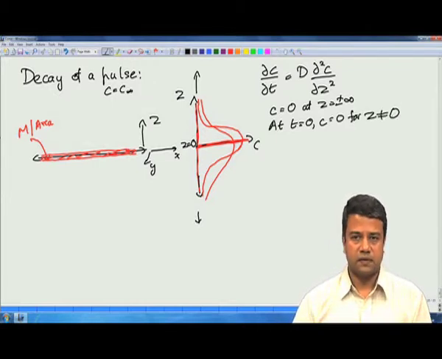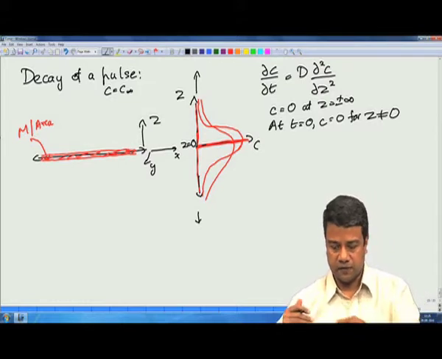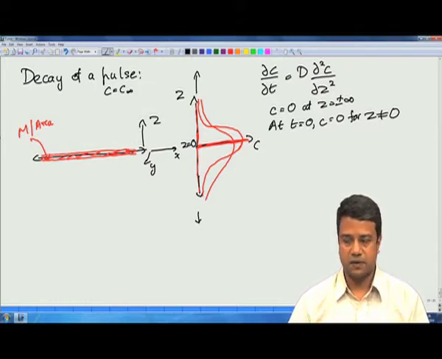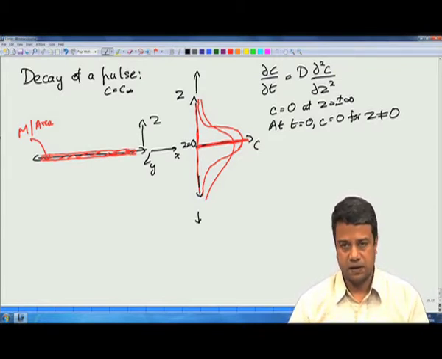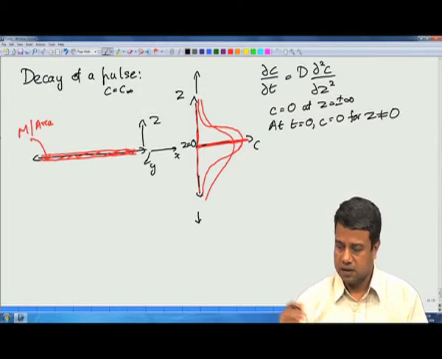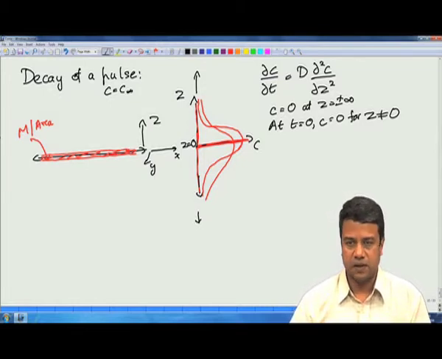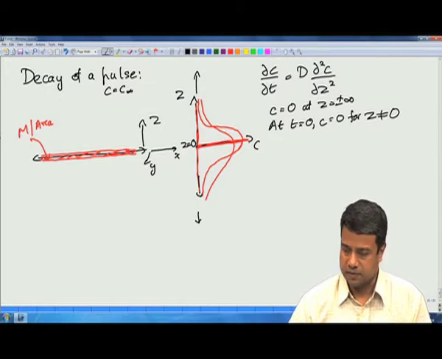Okay. For any location apart from z is equal to 0, the concentration is equal to 0 at the initial time, when you just injected this pulse in. At that initial time, the concentration is equal to 0 everywhere else, apart from z is equal to 0.